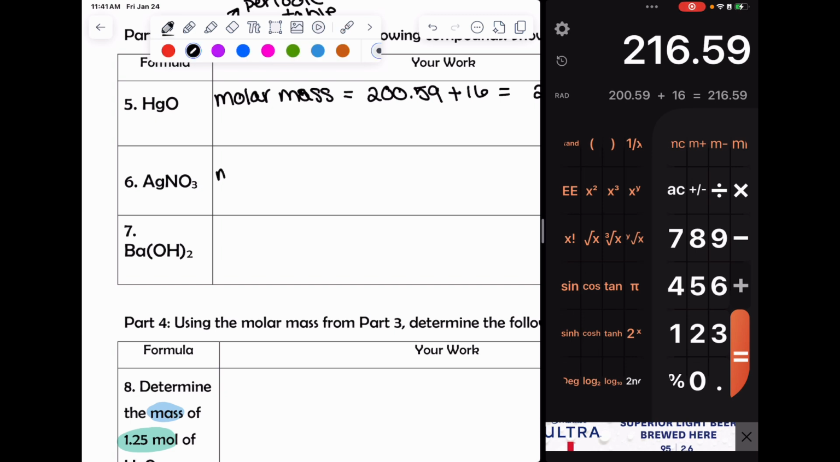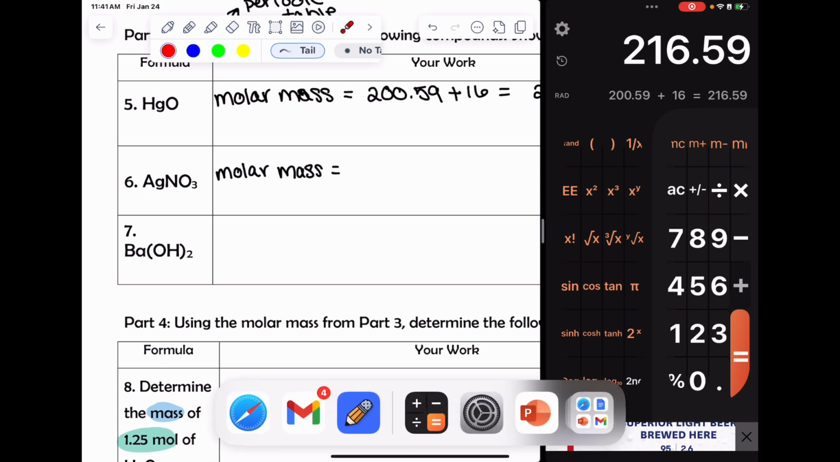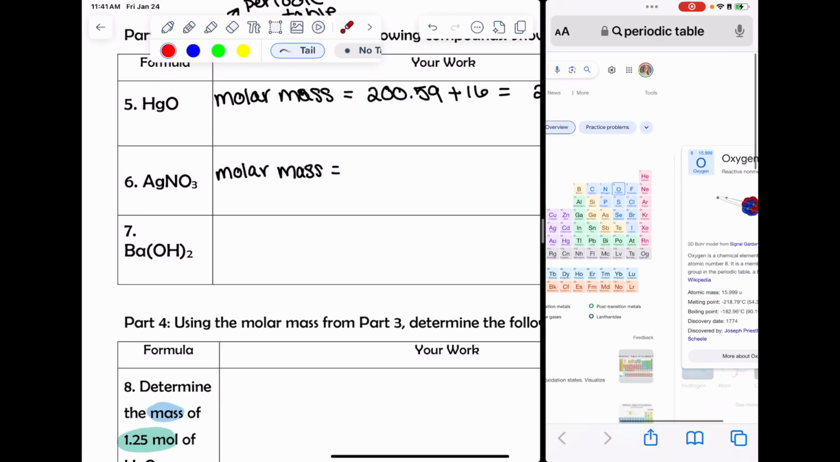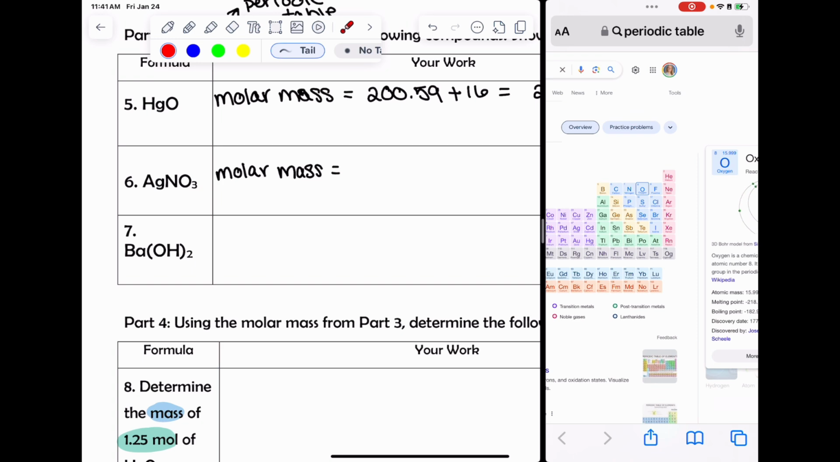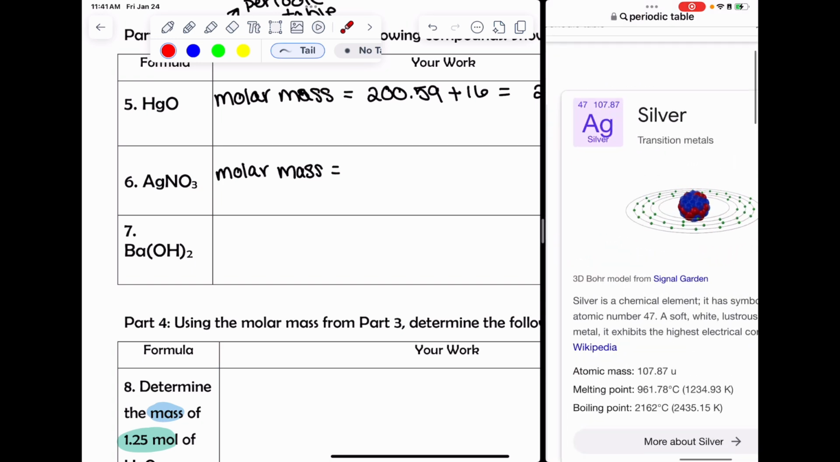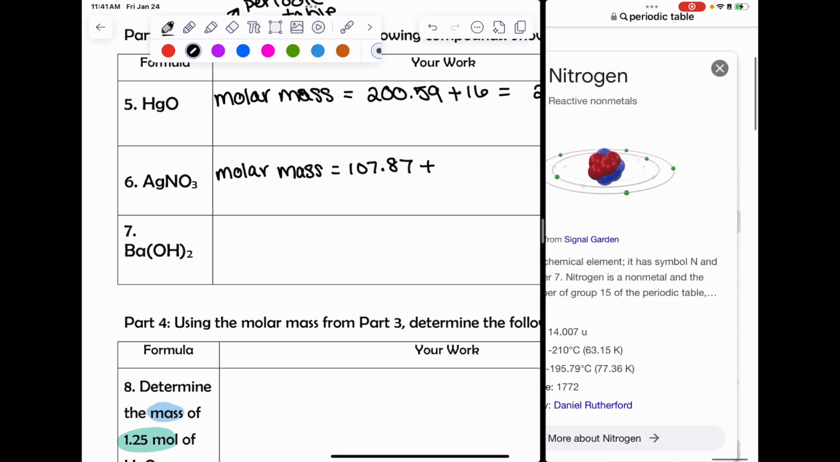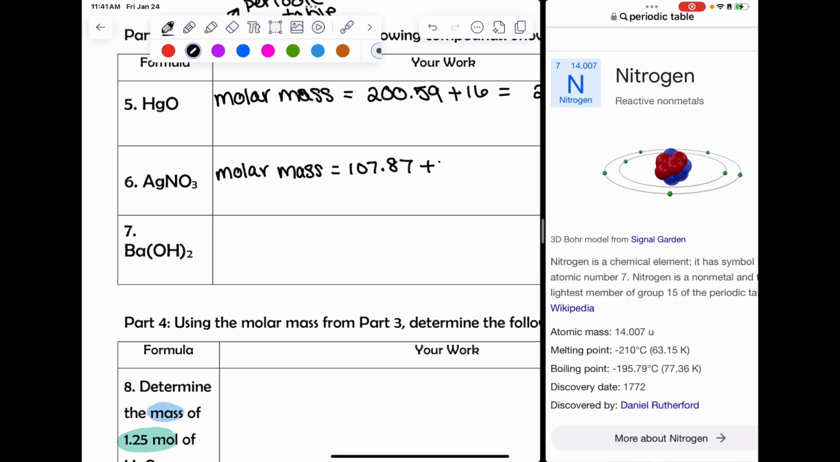Anytime you look for molar mass, we should be ending in grams per mole. Starting with number 6, let's do the same exact thing. We're looking for molar mass. We have to go ahead and find the mass of each one of these elements, all 3 elements. So starting off with Ag. Ag, here it is. Ag is silver. Silver has a mass of 107.87 plus the mass of nitrogen.